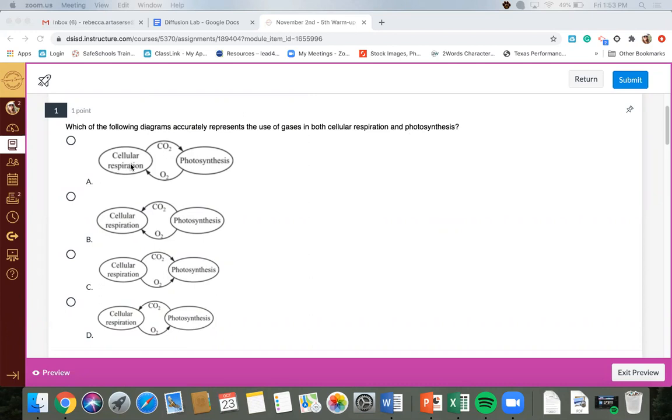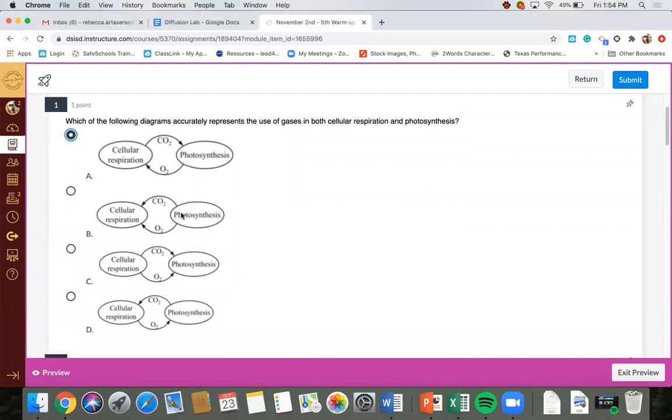And so I do see that cellular respiration is giving off CO2, and I know that the reactants in photosynthesis is carbon dioxide and water. So this is accurate. Cellular respiration giving off CO2, photosynthesis using that CO2. I know the products of photosynthesis is going to be glucose and oxygen. So photosynthesis is giving off oxygen, and I know the reactants in cellular respiration is going to be glucose and oxygen. So it's going to use that oxygen. So giving off CO2, using CO2, giving off O2, using O2. So A is looking like the correct answer.